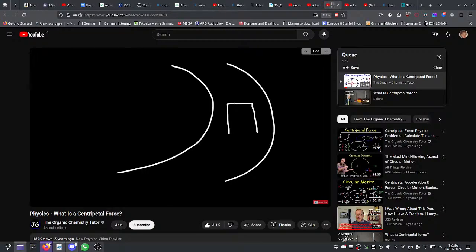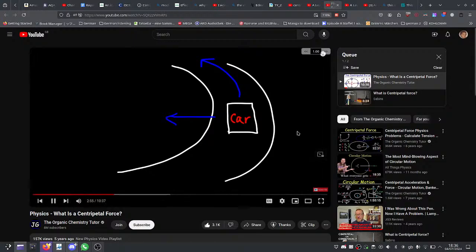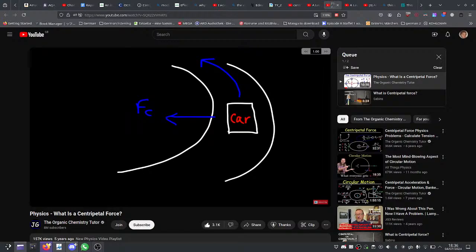Now let me give you another situation. Let's say you have a car, which I'm just going to draw as a box, and it's turning on a road. It's following the curvature of the road. The fact that it's turning means there's some force causing it to turn. Let's say it's moving at constant speed and turning at the same time. So there is a centripetal force acting on this car because it's moving in a circular path.